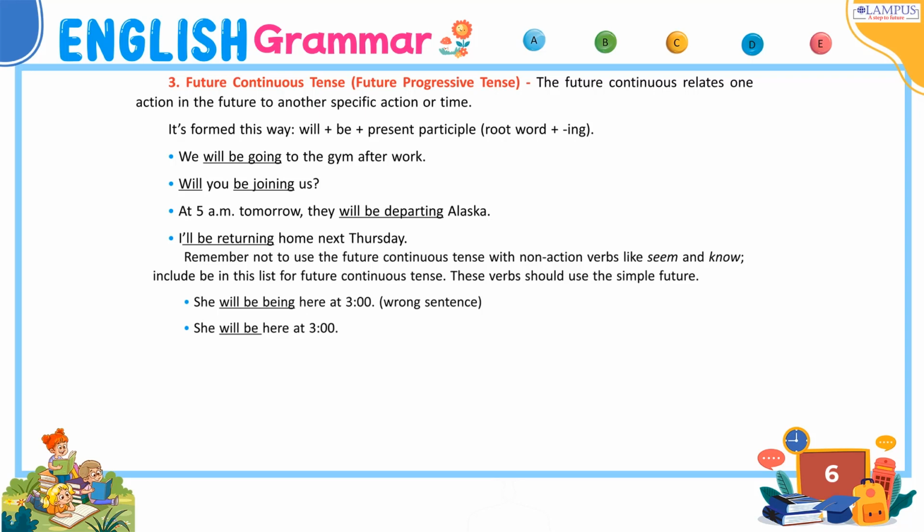Remember not to use the future continuous tense with non-action verbs like seem and know. Include be in this list for future continuous tense. These verbs should use the simple future. She will be being here at 3. Wrong sentence. She will be here at 3.